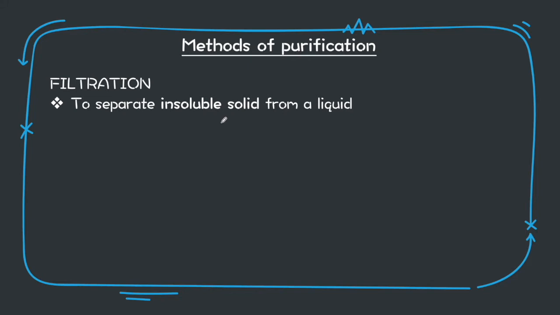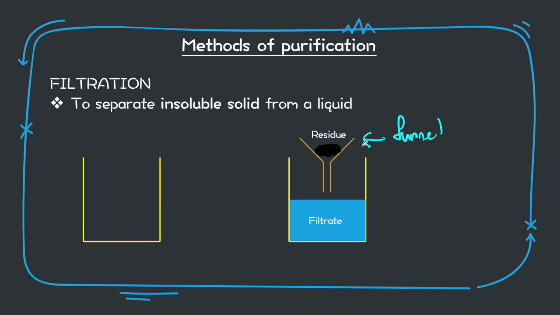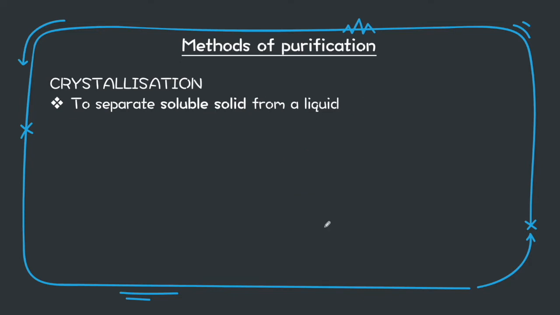What does it mean? It means, for example, sand water, because your sand is insoluble in water. What you have to do next is, you are going to use this water that contains sand to go through this thing called the filter funnel, and you are going to collect the sand as the residue and the water as the filtrate. Take note of these two terms you must memorize.